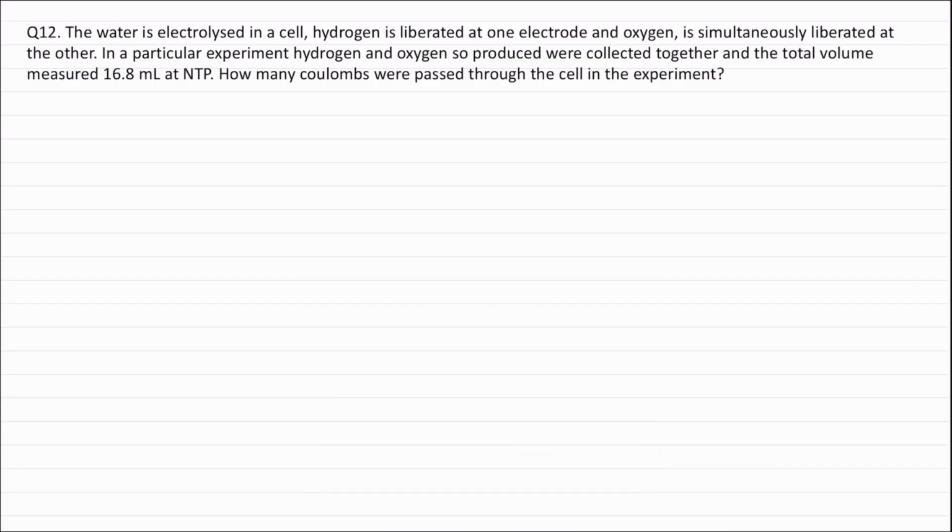Question 12. Water is electrolyzed in a cell. Hydrogen is liberated at one electrode and oxygen is simultaneously liberated at the other. In a particular experiment, the hydrogen and oxygen so produced were collected together and the total volume measured 16.8 milliliter at NTP. How many coulombs were passed through the cell in the experiment? Equivalents of hydrogen will be equal to equivalents of oxygen, and this will be equal to Faradays of electricity.